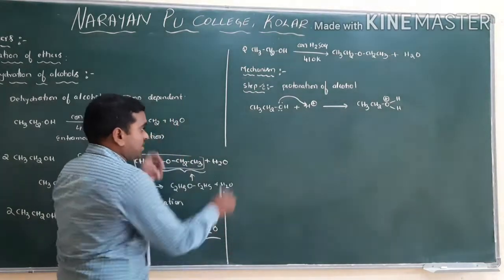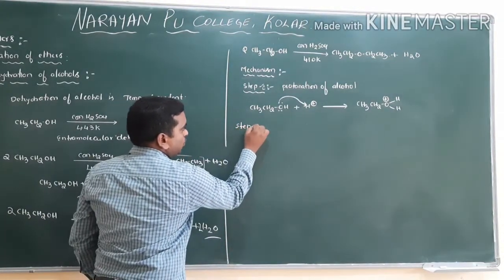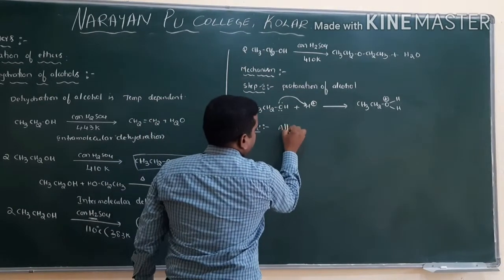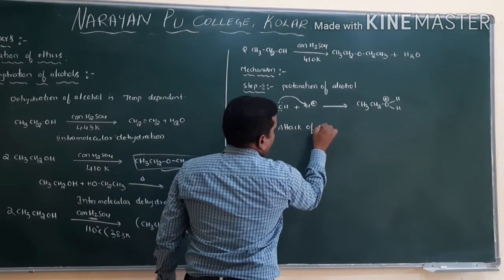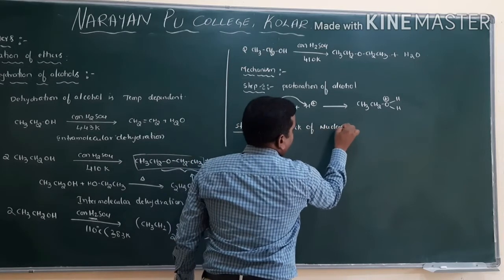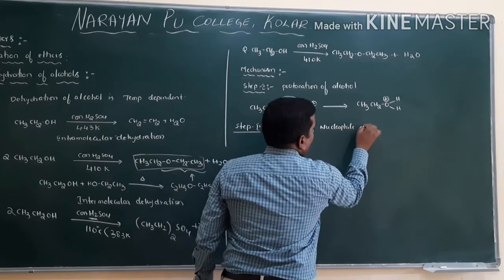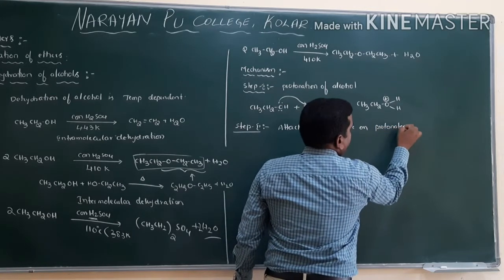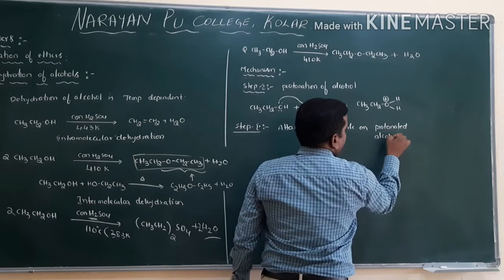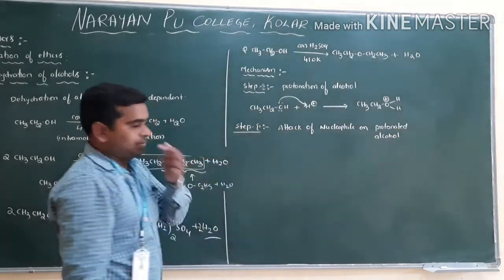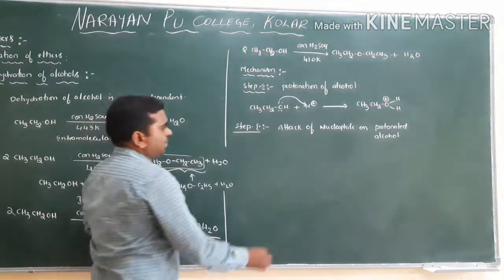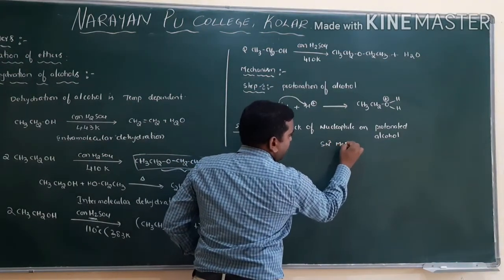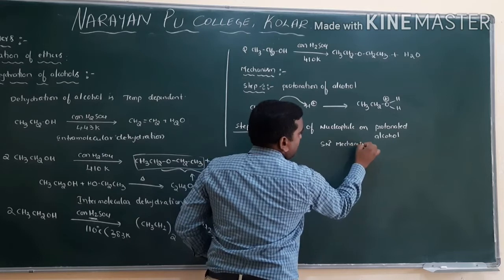And second step, what is step 2? In step 2, attack of nucleophile. What is it? Attack of a nucleophile on protonated alcohol. On which one here? Protonated alcohol. Clear? So what happened here? And this follows the SN2 mechanism. This step follows which mechanism here? SN2 mechanism. Important.